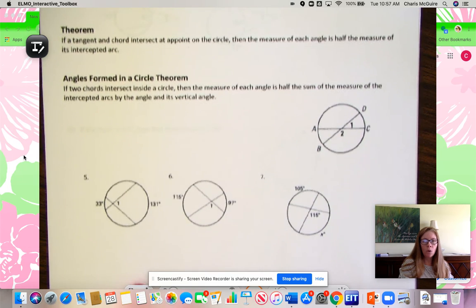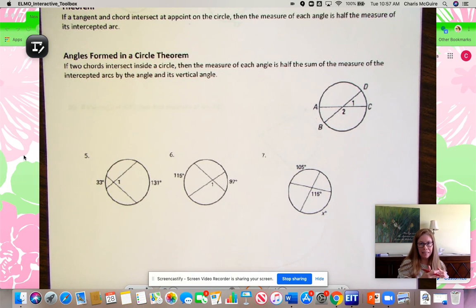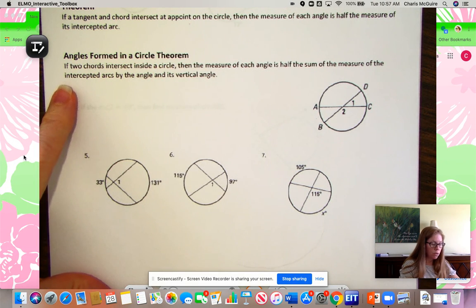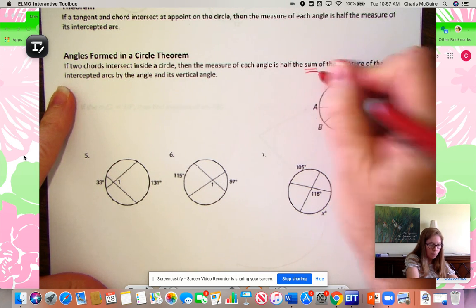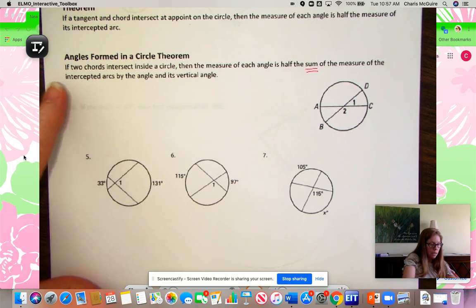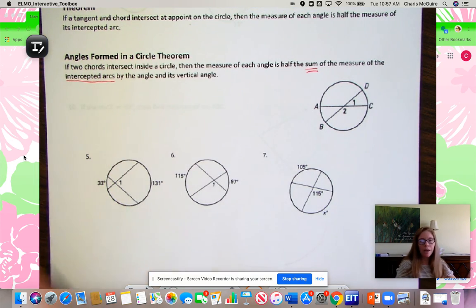The first one is chords that intersect inside the circle. Inside the circle follows this theorem. If 2 chords intersect inside a circle, then the measure of each angle is half the sum of the measure of its intercepted arcs. So we're going to basically add up the arcs and then divide it in half. So since there's 2 arcs, we'll be getting an average, basically.